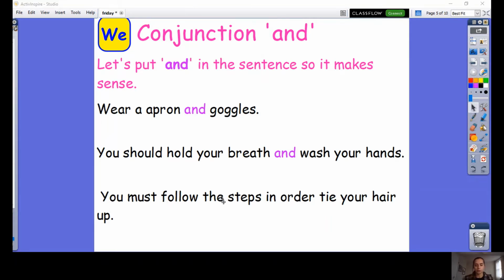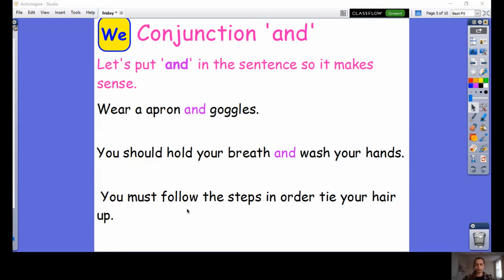You must follow the steps in order. Tie your hair up. Pause the video and write in where our conjunction "and" should go for those two key tips. Did you write in our conjunction "and"? Well done. Can you help me?